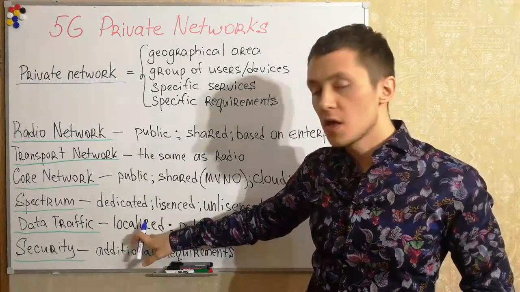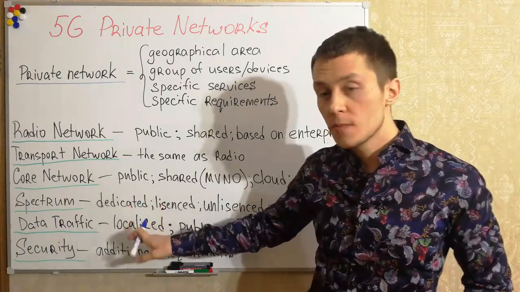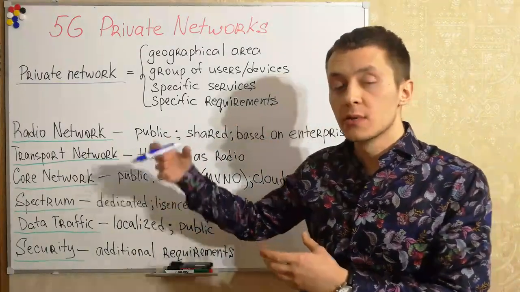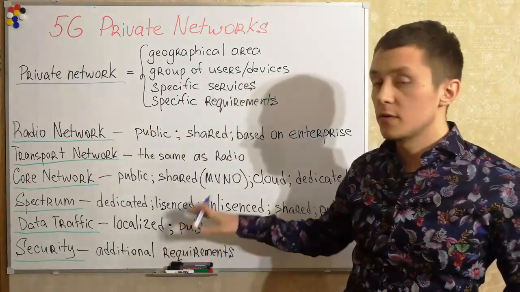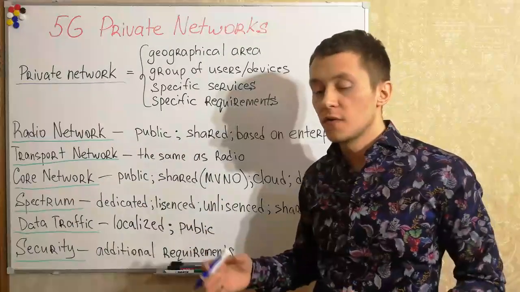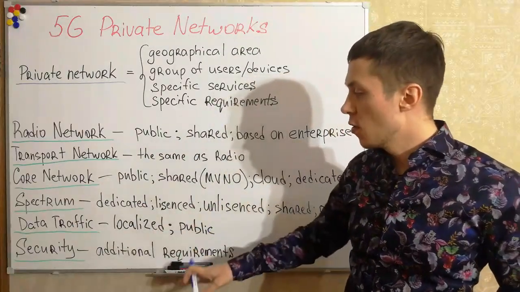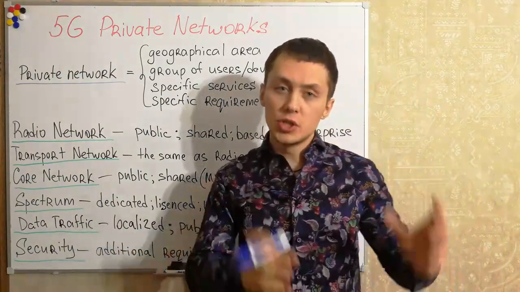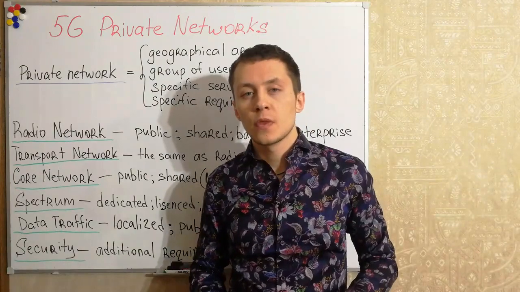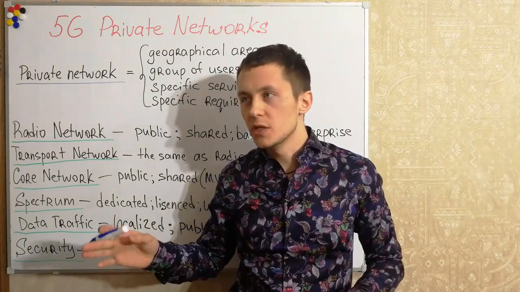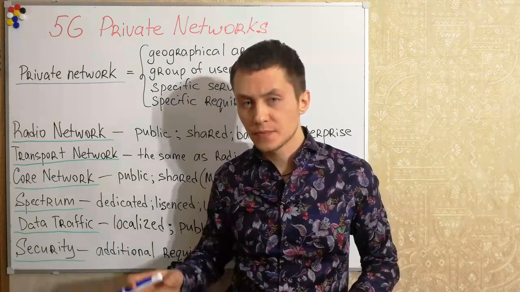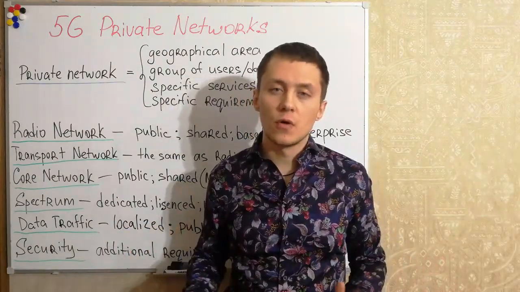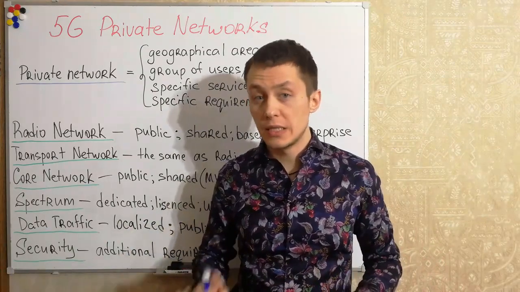So what does it mean? It means that there is no connection to public networks, or it can have access to public networks via, for example, firewalls, VPN, and so on. Security: usually for private networks there are some additional security requirements. There are also additional requirements for availability and other aspects, and it depends on the case, of course. It can be B2B or B2G cases.